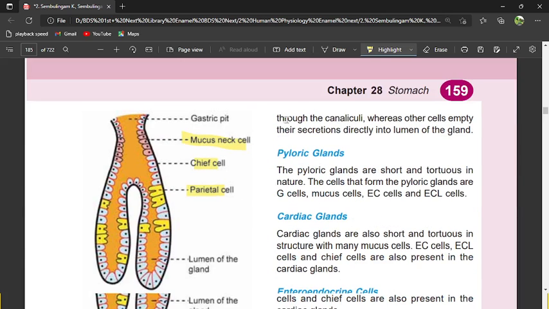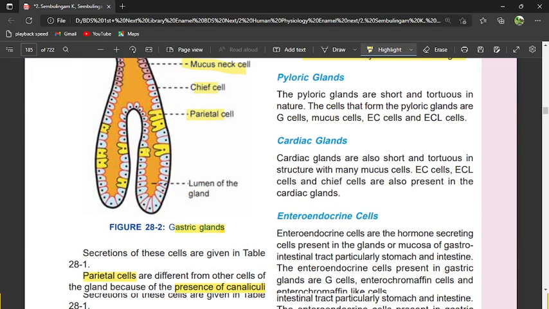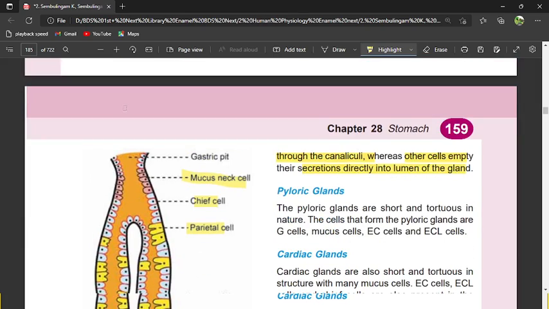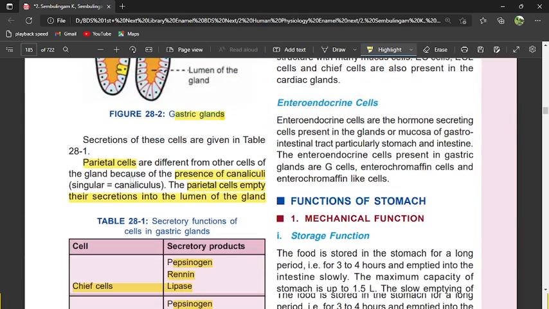So these pass through the canaliculi, whereas other cells empty their secretion directly into the lumen. So look, here you saw the chief cells, pepsinogen cells, mucus neck cells, enterochromaffin cells and enterochromaffin-like cells releasing their secretion directly into the lumen. You can see here there is a lumen, the orange color, students, in this image, right? But the parietal cells do not have that.